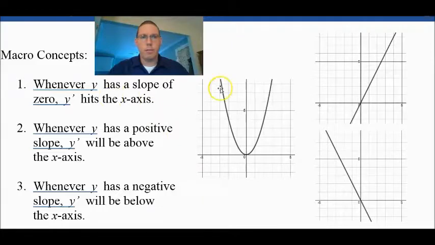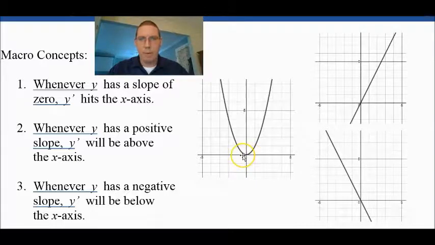Okay, so what we're going to do here is look at these macro concepts, and try and understand them in terms of relating graphs. So we have a situation here where we have this quadratic function. It's a parabola, x squared, and we want to know whether this is the correct graph of the derivative, or is this the correct graph for the derivative. So let's look at the first macro concept here. Whenever y, the original function, has a slope of 0, y prime hits the x-axis. Okay, well this graph has a negative slope here, and then a positive slope on the right side, but here at x equals 0, the slope is 0.